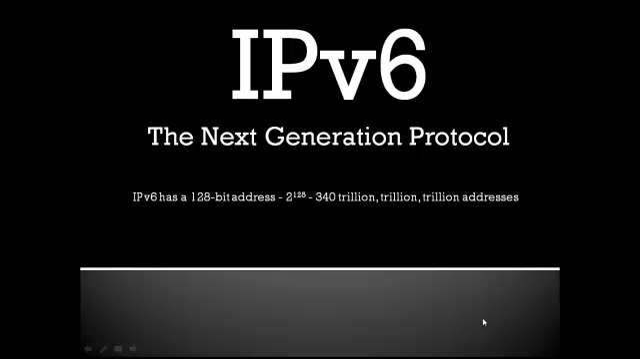IPv6 has a 128-bit address, or 2 to the 128th, which will give us 340 trillion trillion trillion addresses, or 340 undecillion. I think it will take us a while to exhaust this many IP addresses. Before you perform a network hack into any system, you need to have a knowledge of the network protocols you are using to perform that hack. We are now going to get into the nuts and bolts of IPv6.